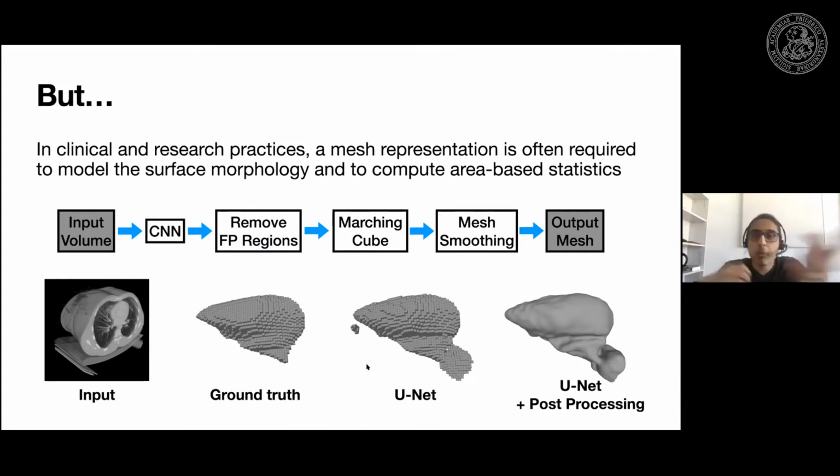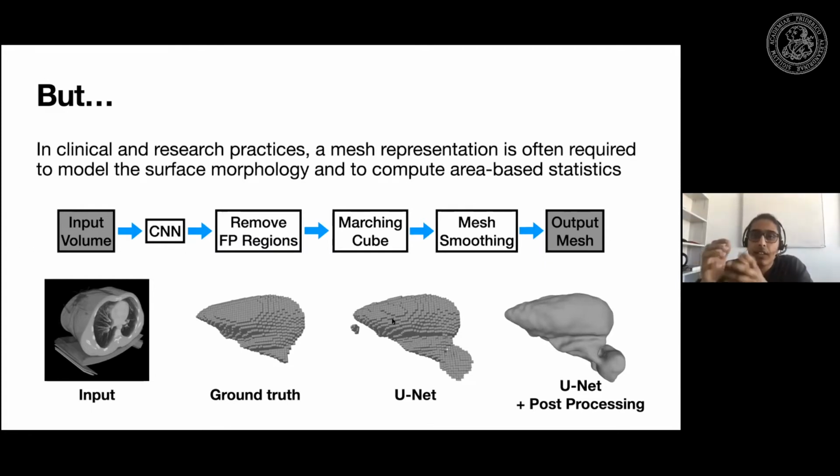So the first step in generating the nice mesh is that you need to get rid of these things. You remove this false positive region. And then we run a marching cube algorithm, or there are some other algorithms as well that people use, but most commonly it's a marching cube algorithm that you use to convert this volumetric representation, this occupancy grid representation, into a mesh.